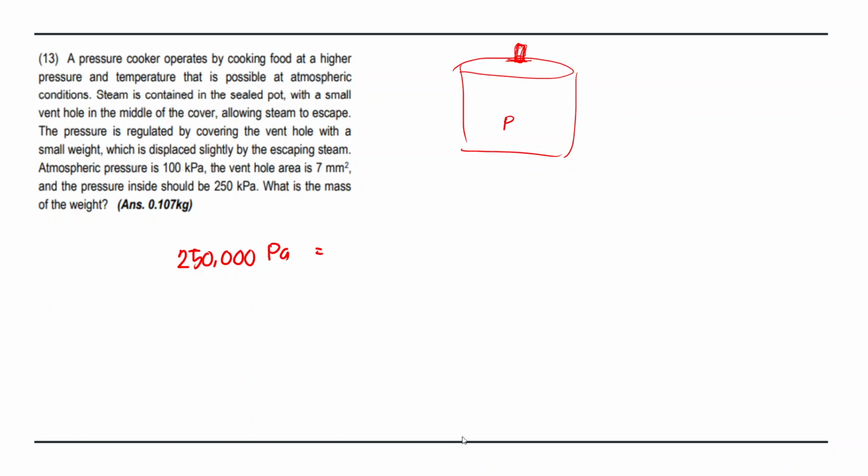The next one there is the weight, the one pressing down on the vent hole. So, that is F over A, plus the atmospheric pressure. So it goes like this: 250,000 Pascal. What we're looking for is the mass. So, weight first. Weight over the area, which is 7 mm squared.